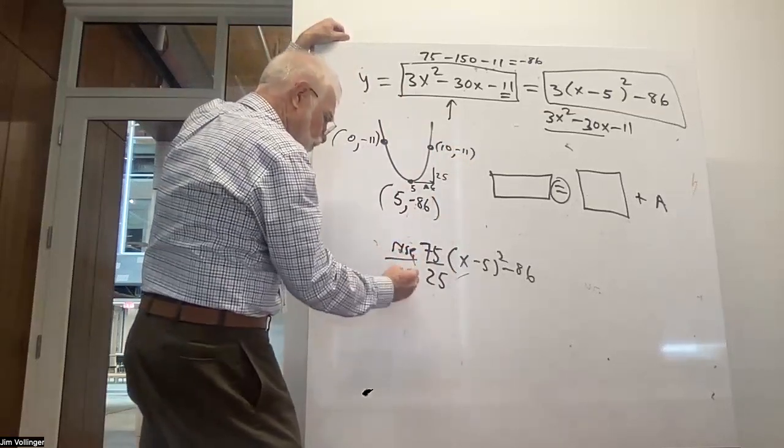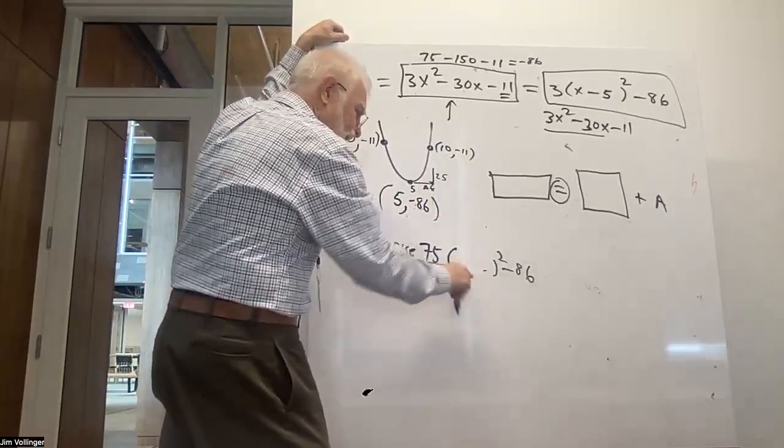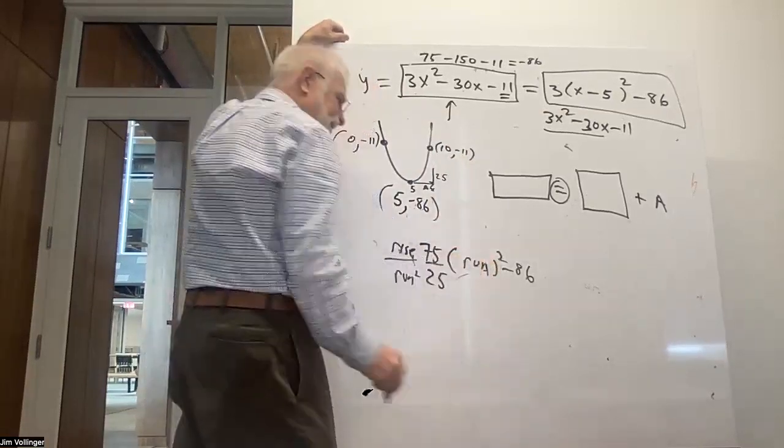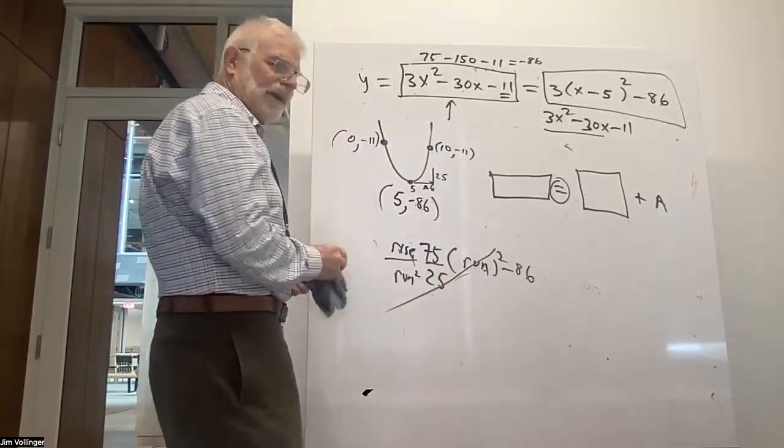Rise over run squared. Oh, because this is run in the common vernacular and it's being squared, I have to cancel that in order to make these numbers work.